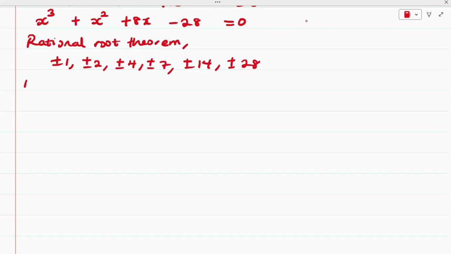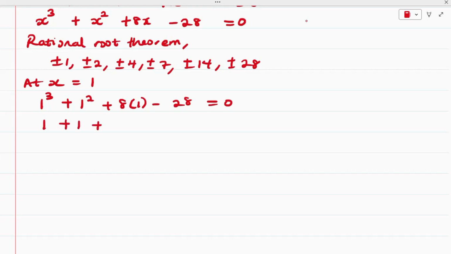So we're going to say at x equals 1, we have this to be 1^3 + 1^2 + 8 times 1 - 28, and this is equal to 0. So we have 1 + 1 + 8 times 1 is 8, minus 28, and this is not equal to 0. Alright, so we have verified x equals 1 is not a root.